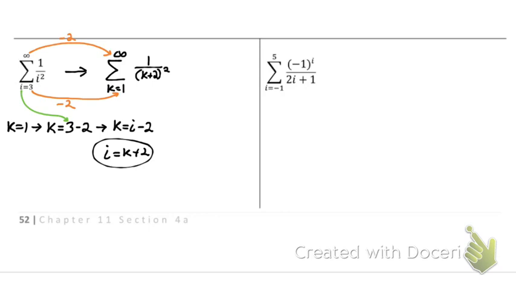All right, next one. We also want to go from I equals -1 to k equals 1. So to get from -1 to 1, you needed to add 2, which means to get from 5 to over here, I'm going to add 2. So we're going to go from 1 to 7 instead of -1 to 5.